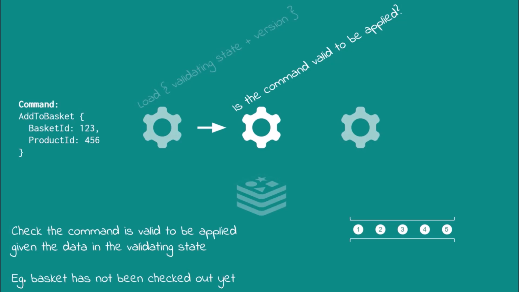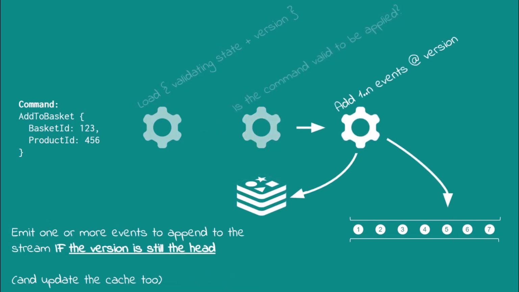So in this example, it might check if the basket has already been checked out, and if it has, instead return an error. If it's valid, then the last step does a conditional write. It appends one or more events to the stream with the assertion that the stream's head is currently still at the version loaded in the validating state. This basically checks that nothing else has written to the aggregate stream whilst the command was processing its logic, and so it is important if your event stream is highly concurrent.